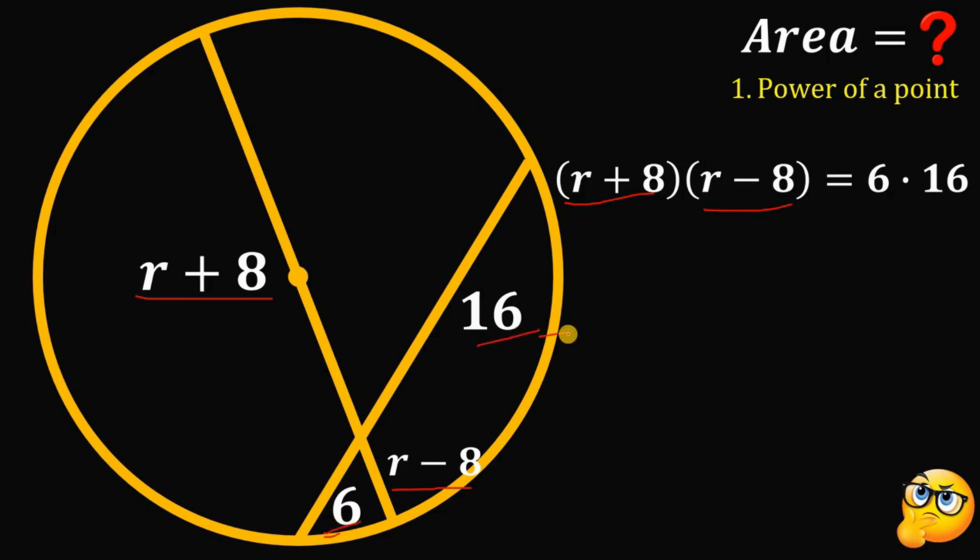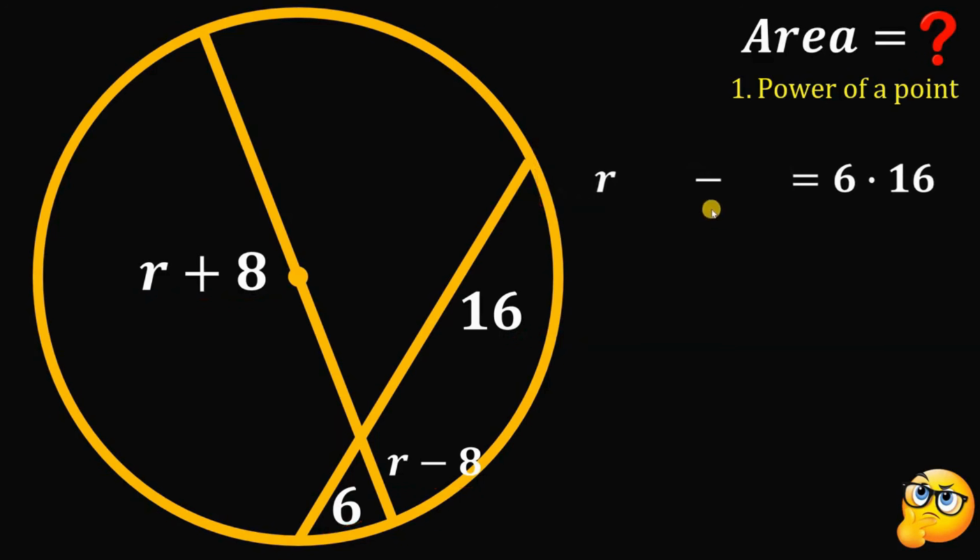Now, from here, using the chord-chord power theorem, we can solve for the value of r, and finally, we get the area of the circle. Now, let's do that. So, we have r plus 8 multiplied by r minus 8. This will give us r squared minus 64. Now, 6 multiplied by 16 will give us 96. Now, let's add 64 on both sides. So, we have r squared must be equal to 96 plus 64, and 96 plus 64 is just 160. So, r squared is just 160.